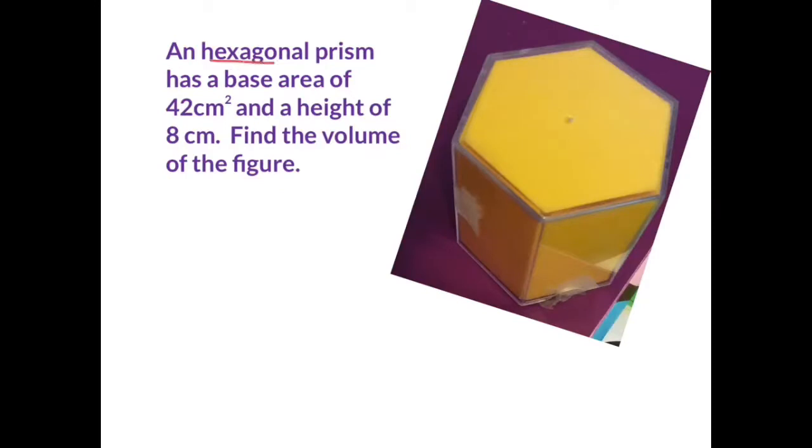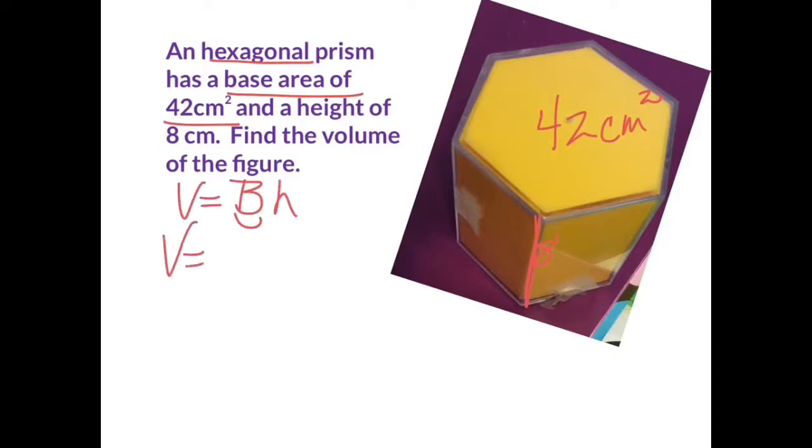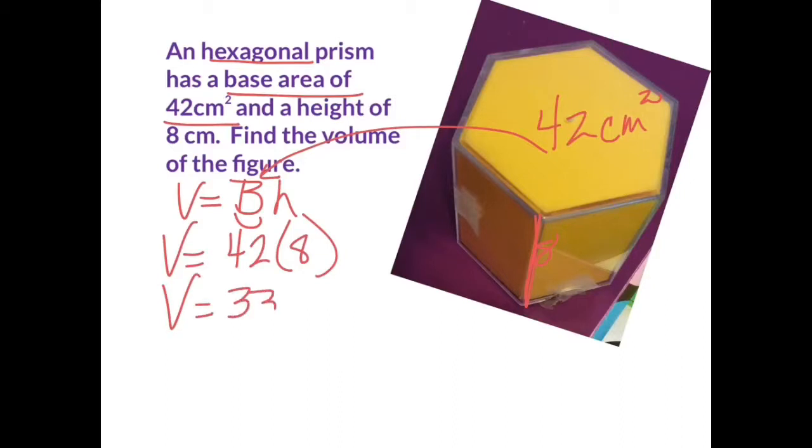Our next figure is a hexagonal prism. It has a base area of 42 square centimeters and a height of 8 centimeters. Well, we know the volume formula is V equals big BH, and the B stands for area of the base. So we don't even have to substitute out for another formula because they gave us the area of the base is 42, the height is 8. We simply multiply those together and we get 336 cubic centimeters.